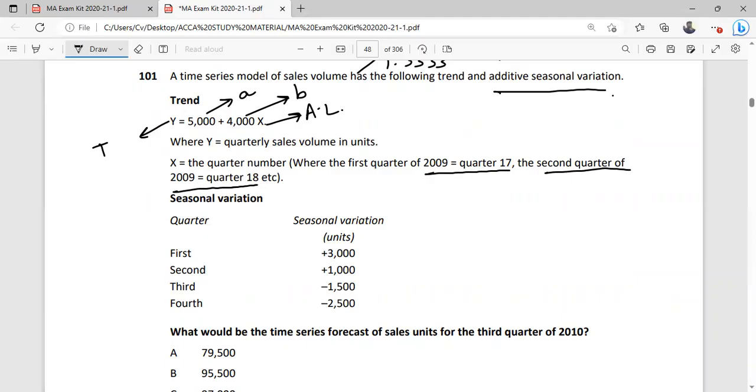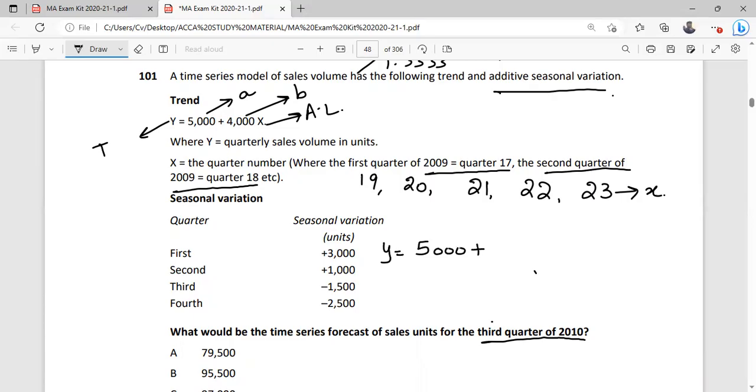Seasonal variation: quarter first, second, third, fourth. What would be the time series forecast of sales units of third quarter of 2010? If first quarter of 2009 is 17, second one is 18, it means third quarter will be 19, fourth quarter will be 20. And in the next year 2010, first quarter will become 21, second quarter will become 22, and third quarter will become 23.